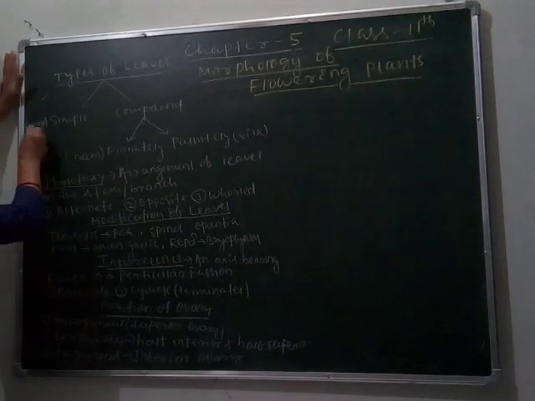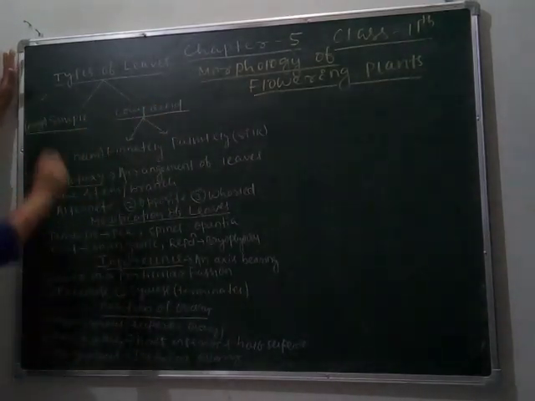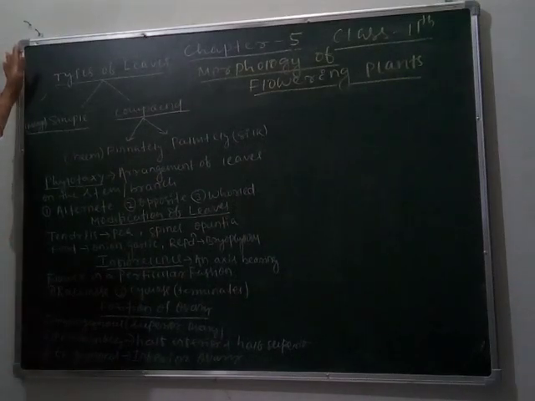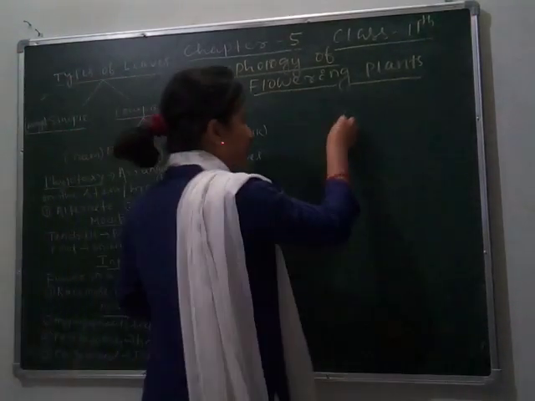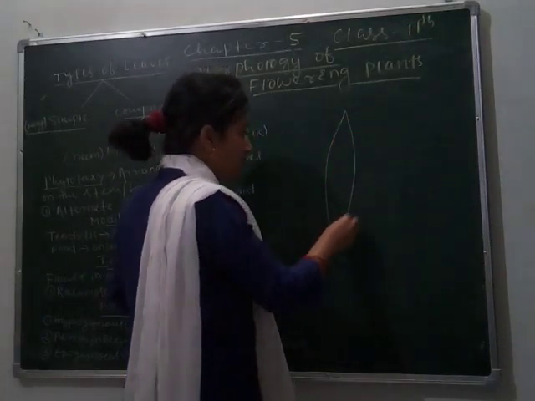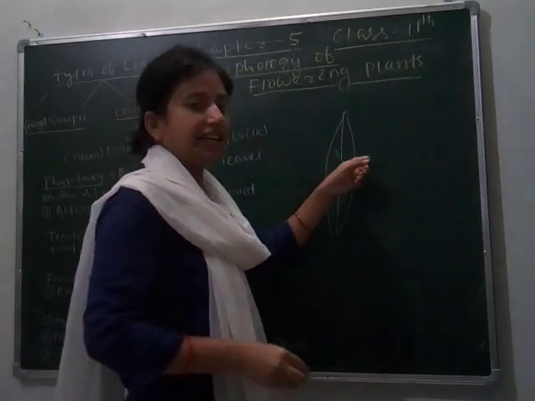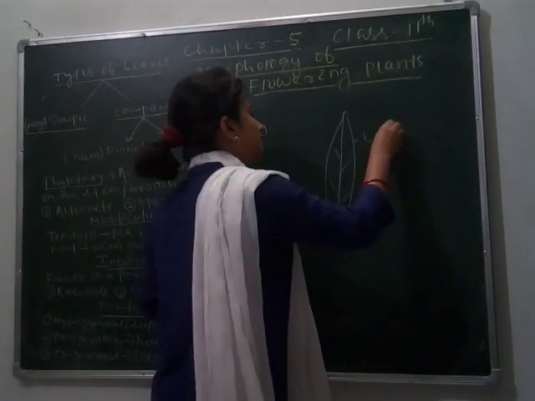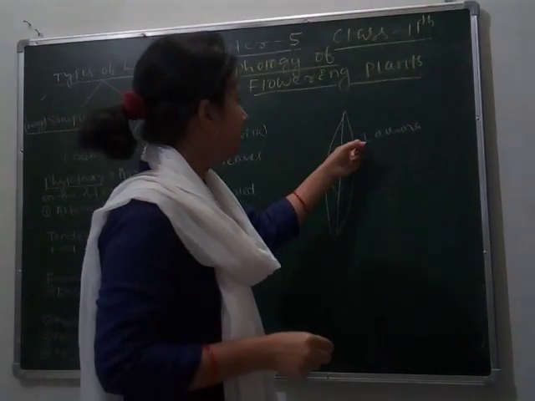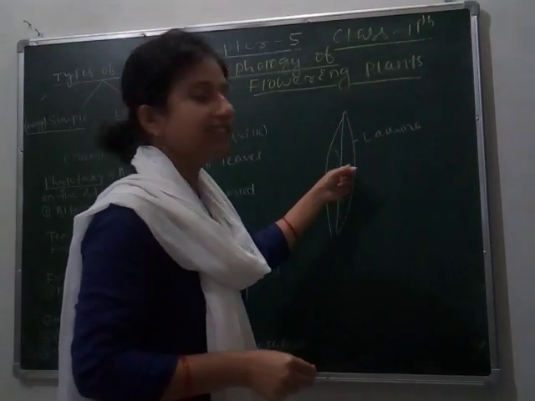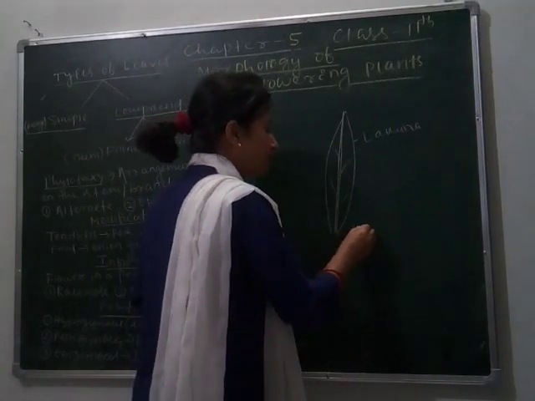There are two types of leaves. One is simple and one is compound. On what basis are they divided as simple and compound? Remember, suppose this is a mango leaf. If we tear the lamina of the leaf, it will not directly touch the midrib. This is the midrib. This type of leaf is called simple.